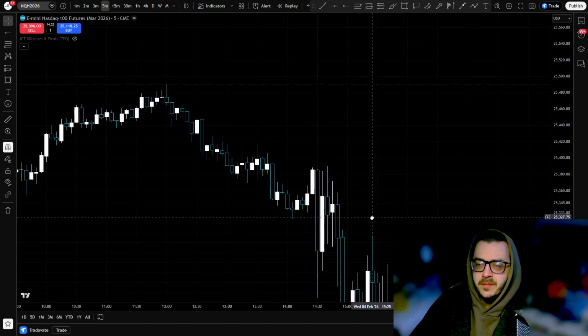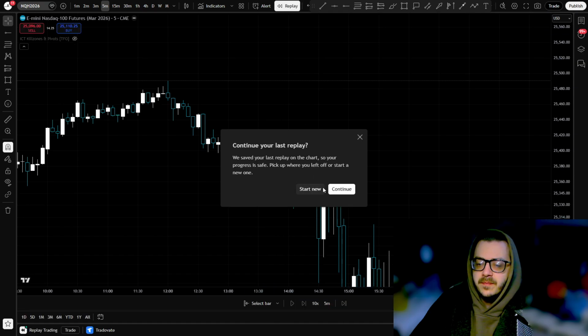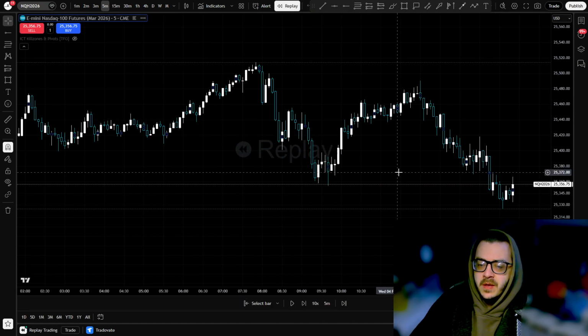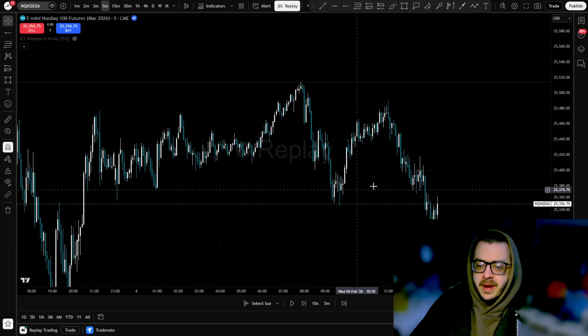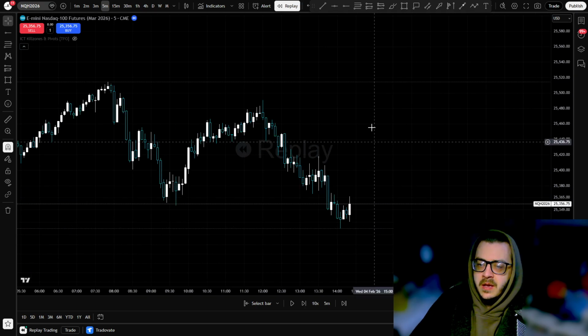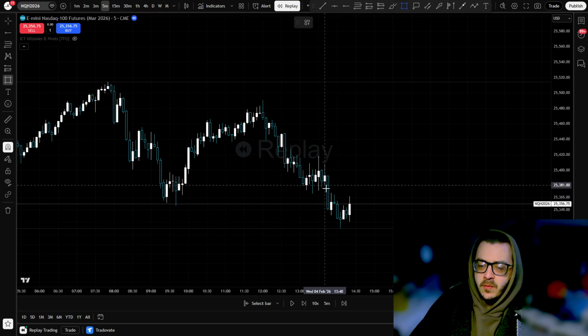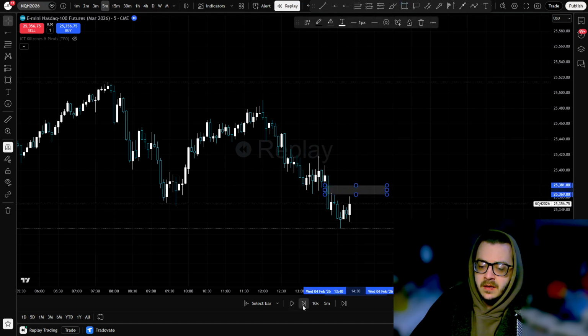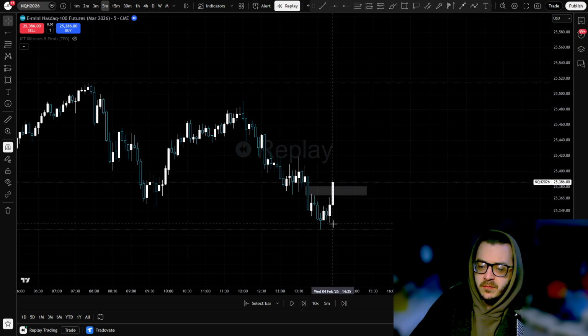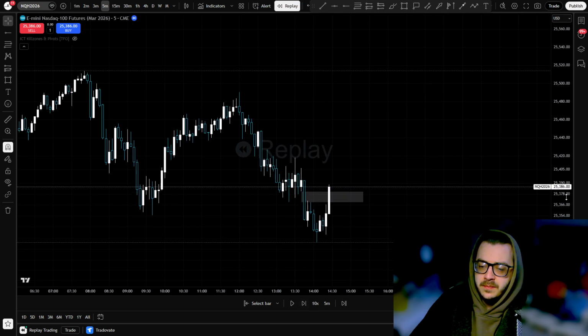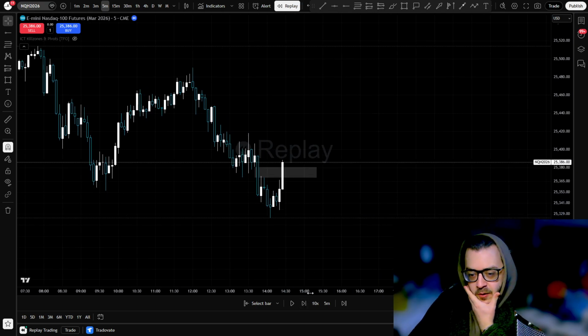Look at this. So, yes, start new. This is before open. We've come down. We've swept this obvious low. We've got this 5-minute inverse here, but it's taken a while to inverse, as you can see. But then we actually inverse it right before open, as you can see. And then look what happens.